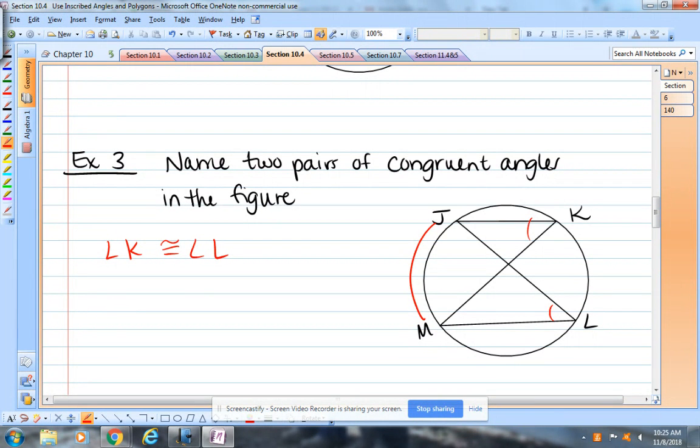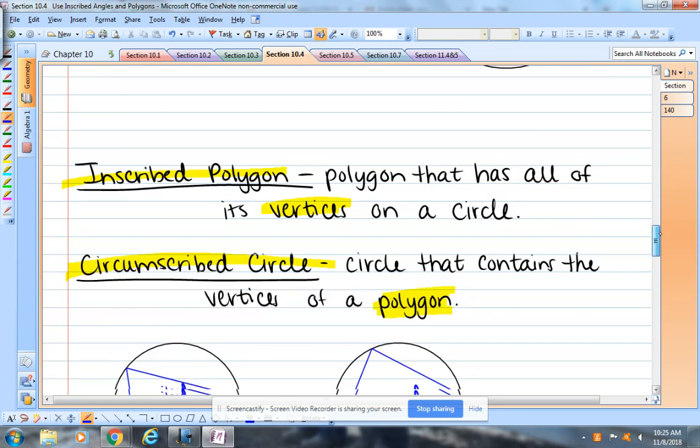Is there another pair? J and M intercept KL. So they're congruent to each other. Very good. Y'all see that? So these two are going to be congruent and these two are going to be congruent. They intercept the same arc. They are congruent to each other.